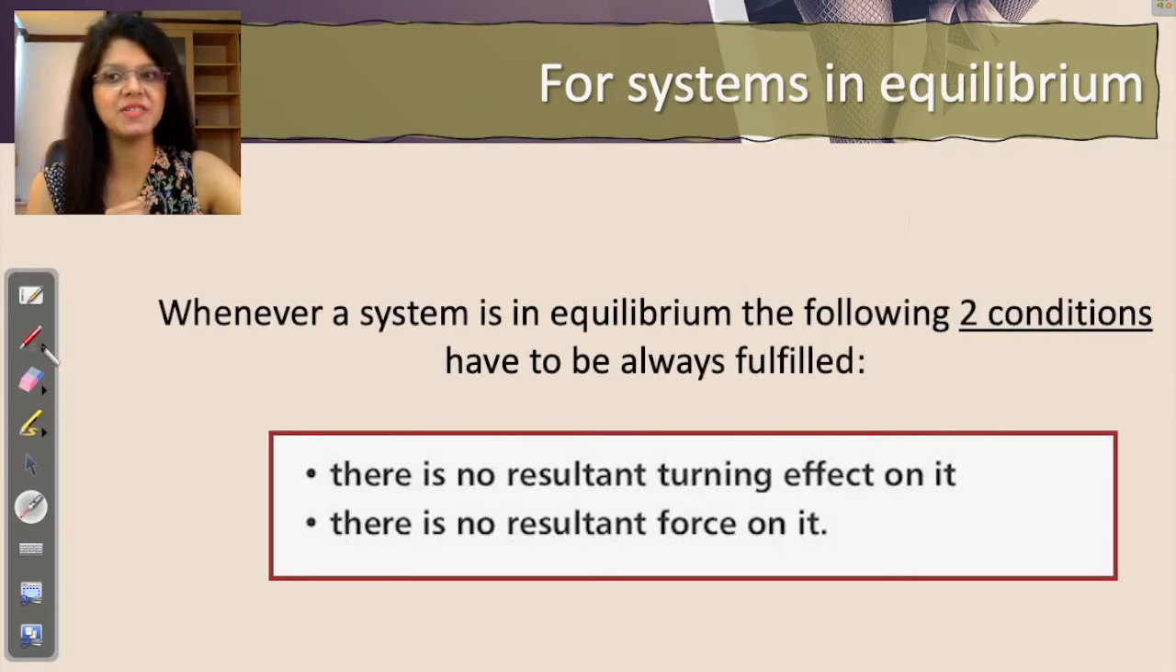There are 2 conditions. So what are the 2 conditions? Here you have on the screen the 2 conditions. Condition number 1, condition number 2. There is no resultant turning effect on it. There is no resultant force on it.